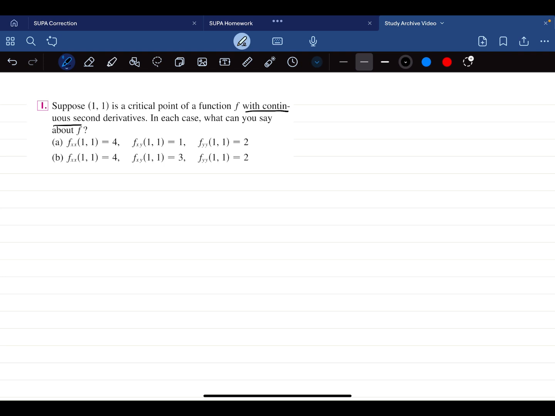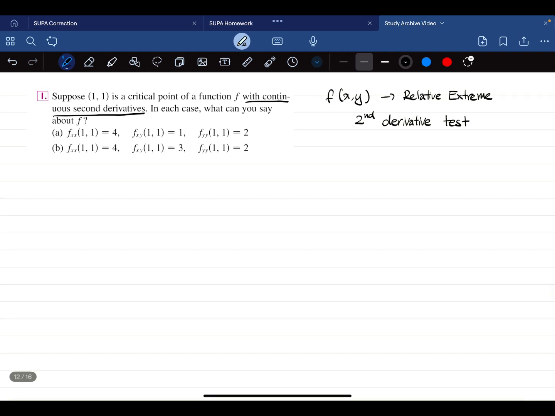Now this is important because in multivariable calculus, we solve relative extrema questions with the second derivative test, and not the first derivative test, so this part is important. In each case, what can we say about f?